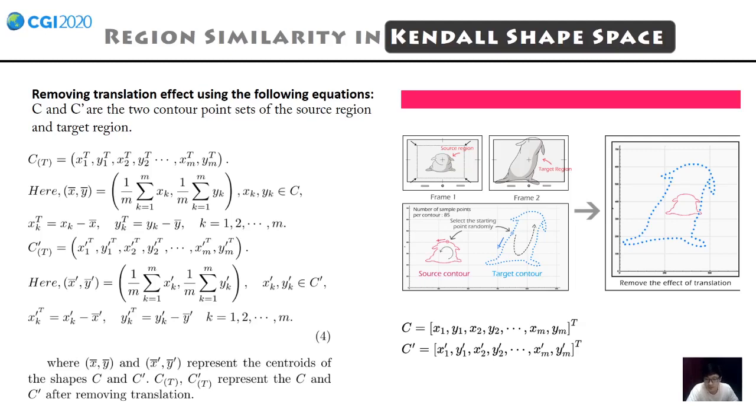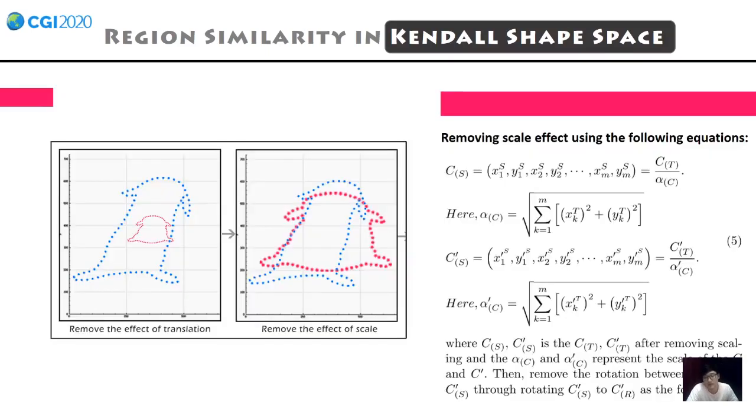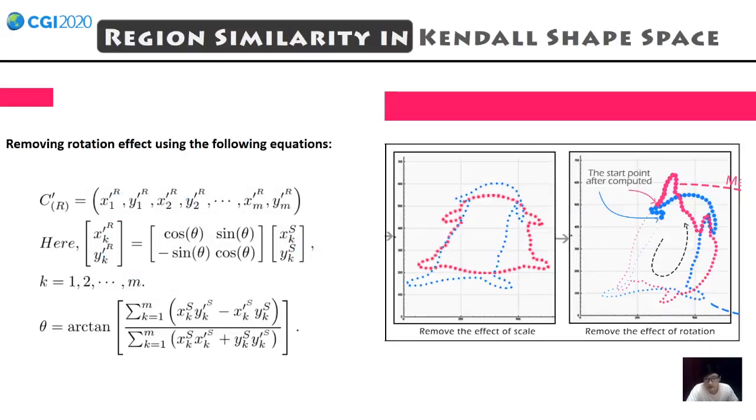For removing translation, we extract the centroids of C and C prime and move one centroid to the other until they overlap. For removing scale, we calculate their scale according to this equation and scale one of them by a transformation metric. After removing translation and scaling, we calculate the rotation angle and then use the rotation metric to rotate one of the shapes.